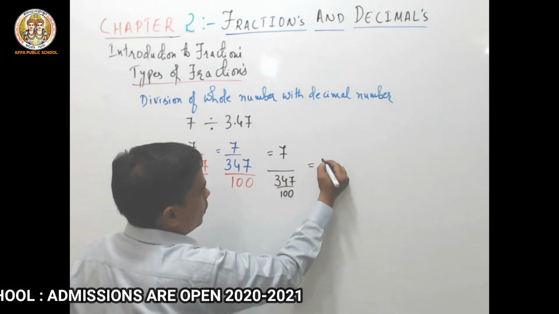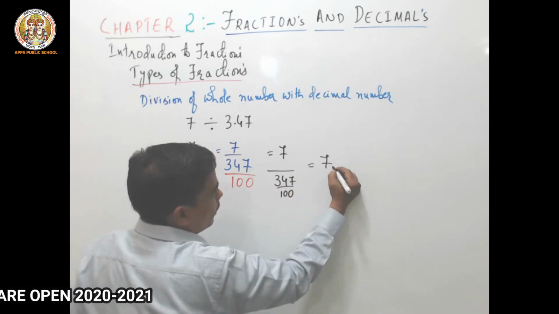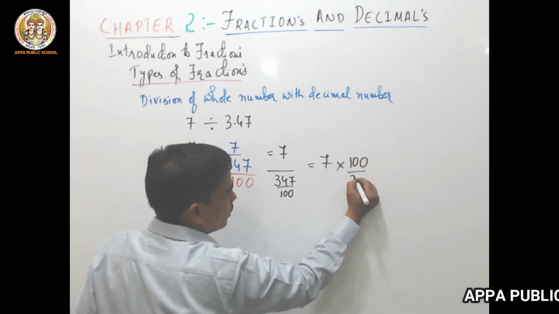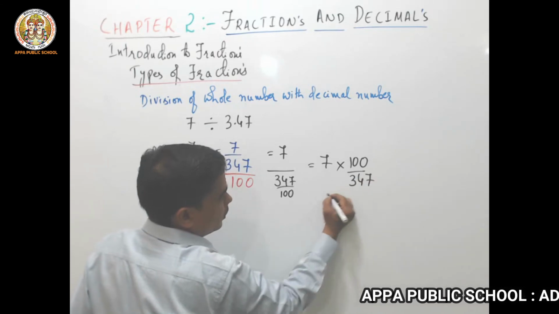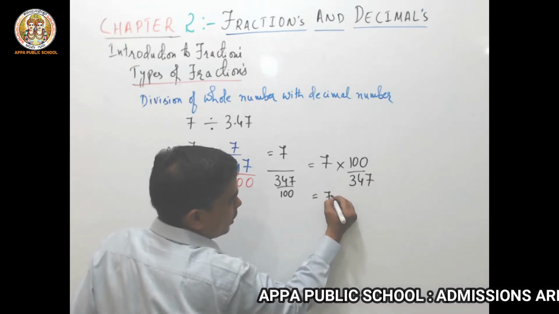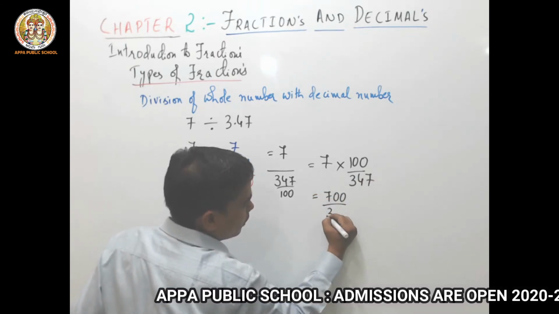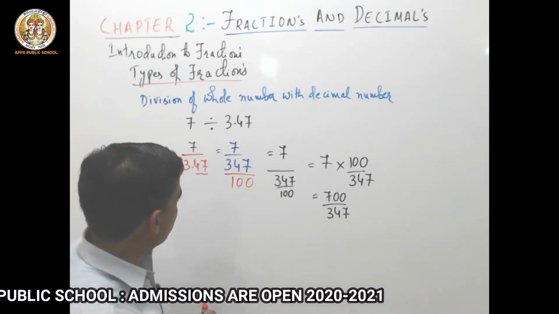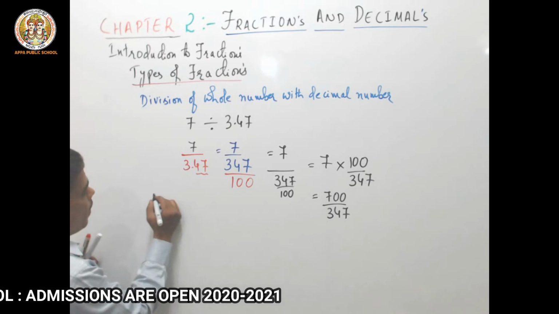So next, 7 into, take the reciprocal, how much will it be? 100 divided by 347. So multiplied, how much will it be? 700 divided by 347. Okay.